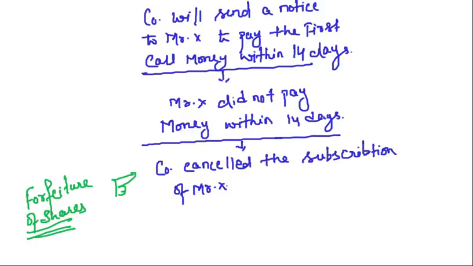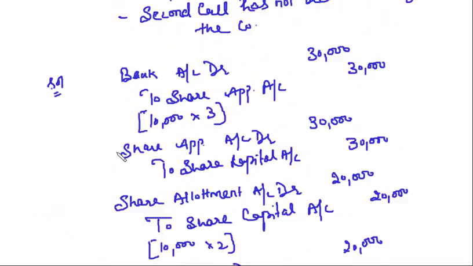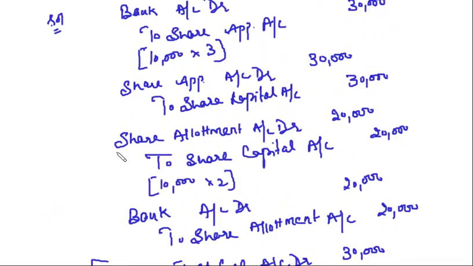Now what will company do? Company has received this application and allotment money from Mr. X. Now if they are cancelling the subscription, will they return this money what they have received? They haven't received the call money. They received application and allotment money from Mr. X. Now they have cancelled his subscription. Cancelling the subscription is equivalent to rejecting the applications. Applications we reject at the very first stage, we cancel the subscriptions in between.